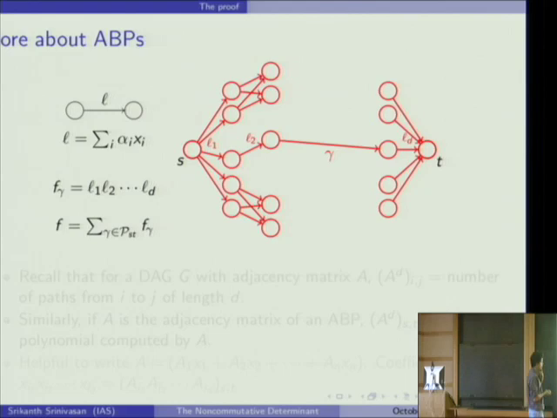Okay. So the proof. Before we go through the proof, we need to look at this notion of an ABP a little more carefully. Recall that an ABP is a directed acyclic graph which computes a polynomial in this way, and let's just recall a simple combinatorial fact about graphs.